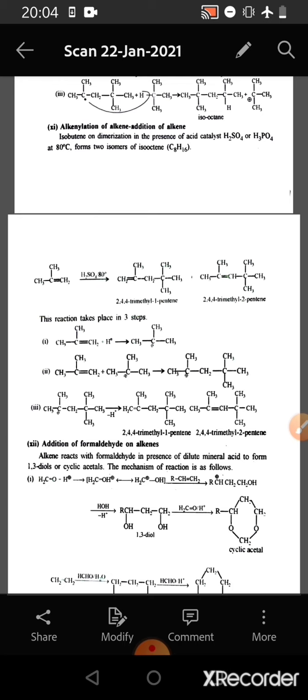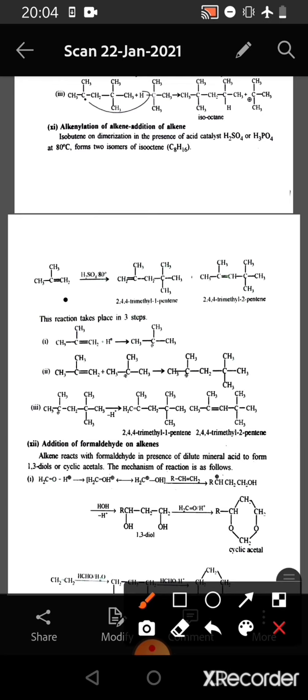So we see that isobutylene undergoes dimerization in the presence of H2SO4 and forms 2,4,4-trimethyl-1-pentene and 2,4,4-trimethyl-2-pentene. This reaction takes place in three steps.